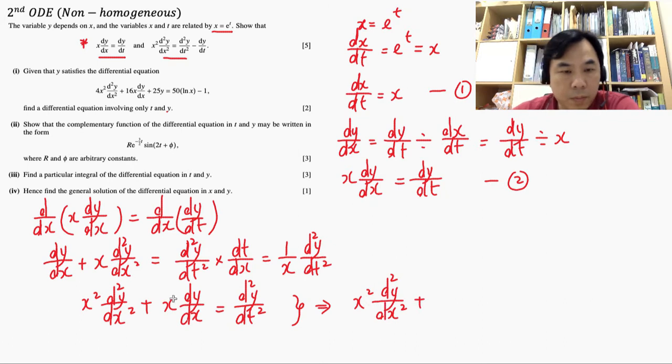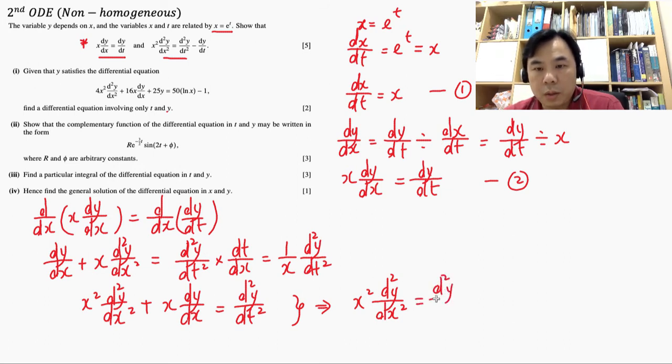plus, hold on, it's not plus. So just let me correct that. I'm going to manipulate this algebraically. So I'm going to bring all this over to the other side here. So therefore, I will have d2y/dt squared, subtract off x dy/dx. And then we know that x dy/dx from equation number 2 actually represents dy/dt. So therefore, this is what I have, dy/dt.